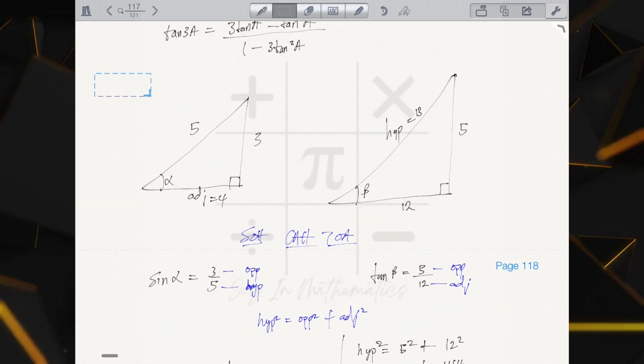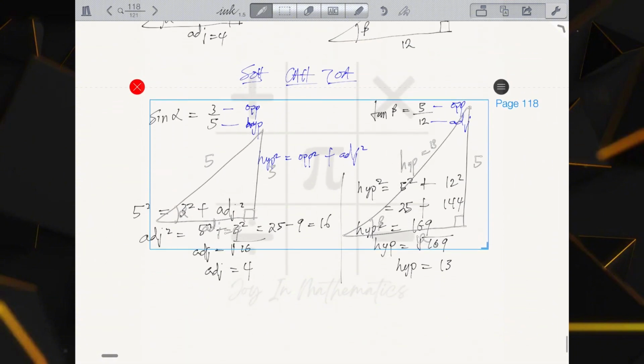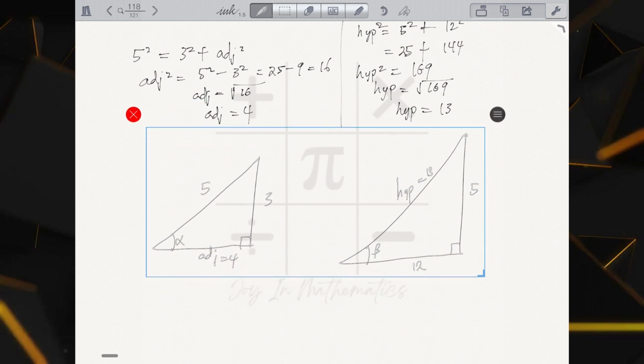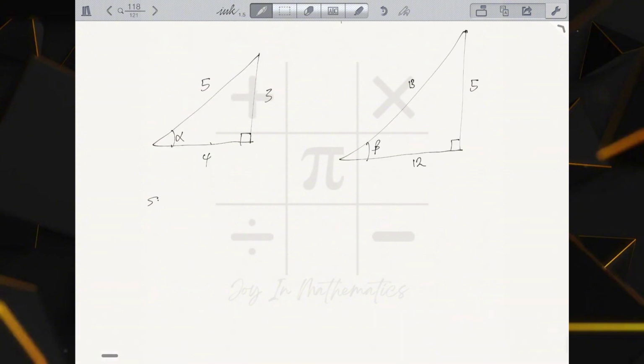Now for ease, let's duplicate these 2 triangles and move them to the next page. Now we have the hypotenuse equal to 13 in this case, and we have our adjacent equal to 4. With that done, we can now evaluate the various expressions of sine alpha, cos alpha, and tan alpha. Similarly, we can evaluate sine beta, cos beta, and tan beta.